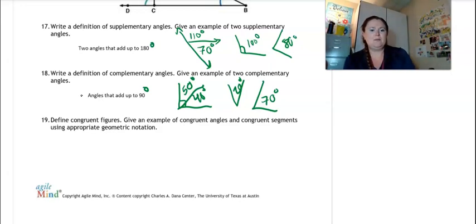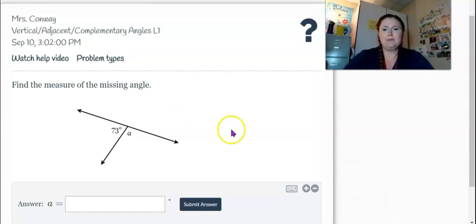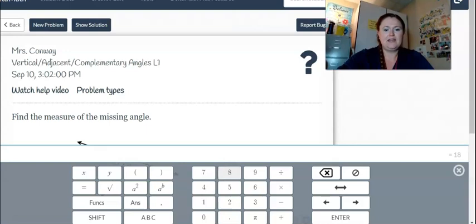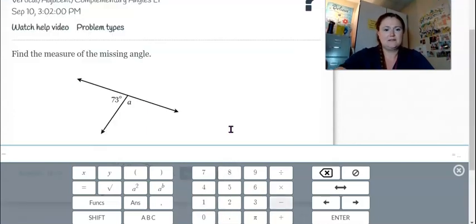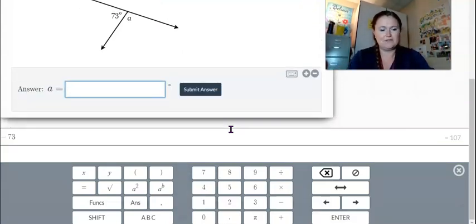So that's supplementary and complementary angles. The reason you might use that is, for instance, in the Delta Math assignment, you might have two angles that make a line, and we want to know what A is. Since these two angles make a line, A would have to be the difference between 180 and 73. So you just grab your calculator and type in 180 subtract 73, and that is 107. So our answer is just 107. Notice they've already put the degree symbol for us there.